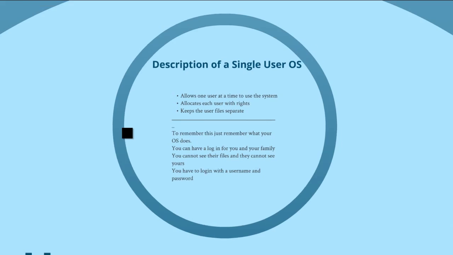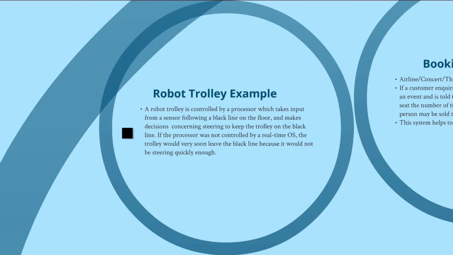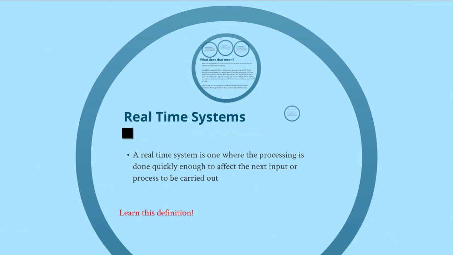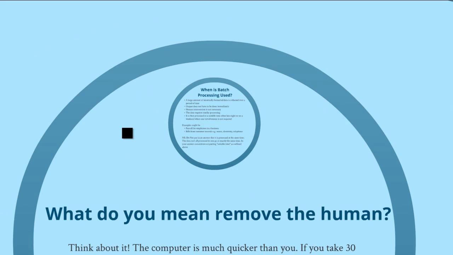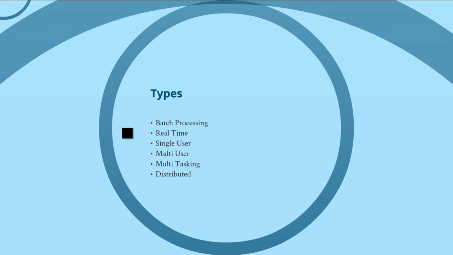And let's go back further to the title screen so we can see what we've just gone through. So we've looked at batch processing, real time, single user, multi-user, multitasking, and distributed. I would suggest you make some notes on these, get some pictures that might help you remember certain aspects of them.